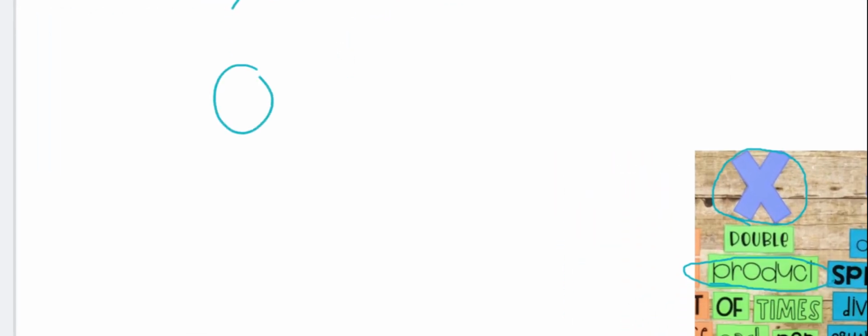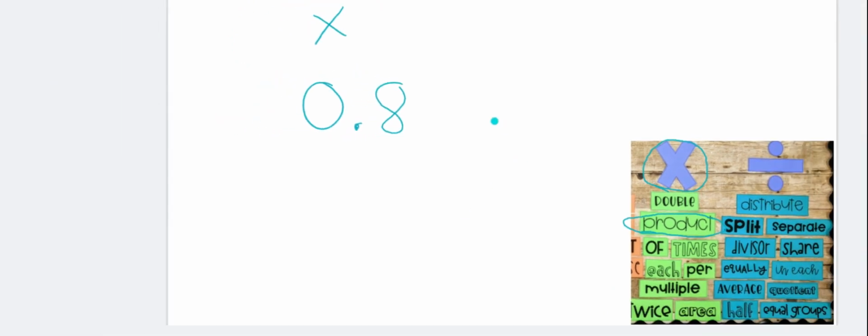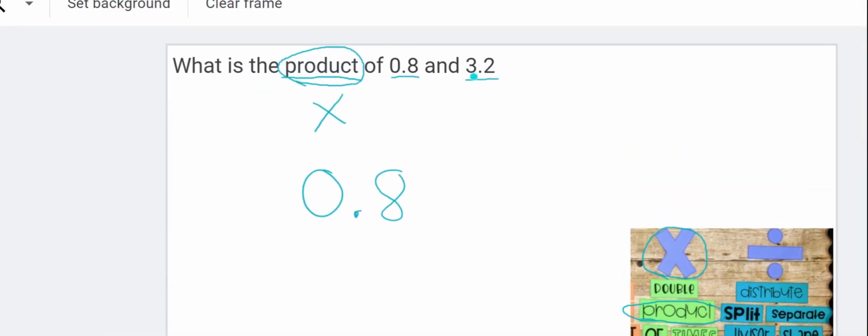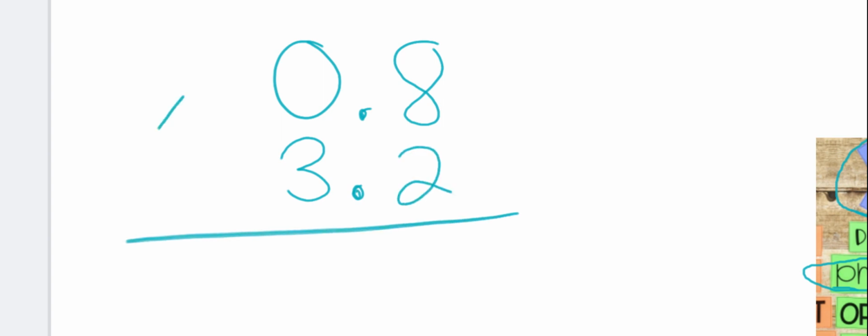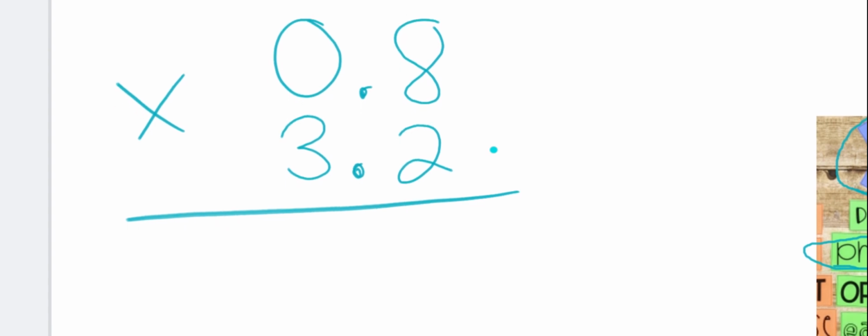So I have 0 and 8 tenths. And I'm going to go back to the problem and find my second number or factor, 3.2. So these are my two factors. I'm going to multiply my two factors to find the product.